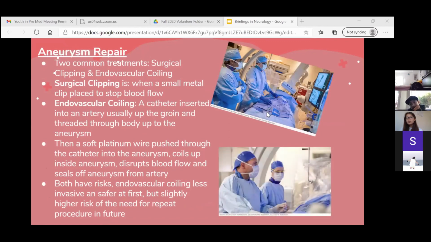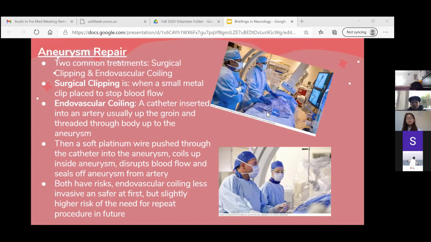A ruptured aneurysm in the brain can be treated in two ways: surgical clipping or endovascular coiling. Surgical clipping is a procedure in which a craniotomy is performed to access the aneurysm, and a tiny metal clip is placed at the neck of the aneurysm to stop the blood flow to it.